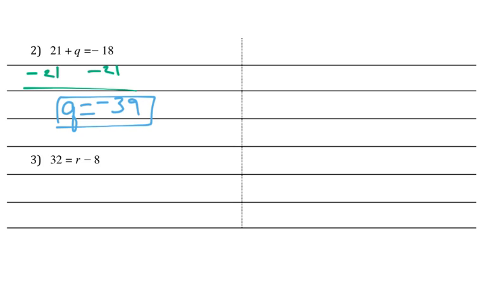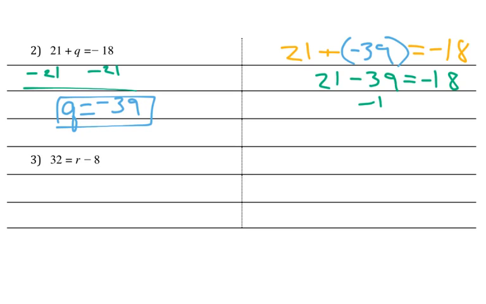Over here we do our check. 21 is the first thing I see, plus q. Well, the value of q, it's negative 39, so maybe I put this part in parentheses to help me clearly see it. And then after the q I have equals negative 18. And if I type 21 plus a negative, that's okay. But what I'd really like to see is that when you see plus a negative, you just turn that into subtraction. And then here I'd get negative 18 is negative 18. And check it.